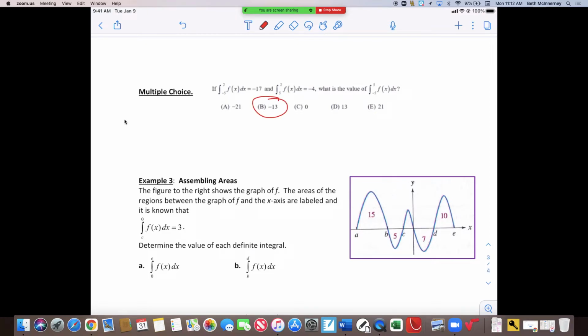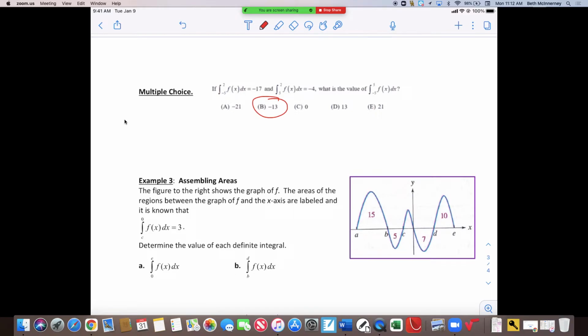All right, I got letter B. Did we get that? So let me show you how you do this. It says you're given the integral from negative 5 to 2 of f of x dx is negative 17. The integral from 5 to 2 of f of x dx is negative 4. What is the value of the integral from negative 5 to 5 f of x dx?